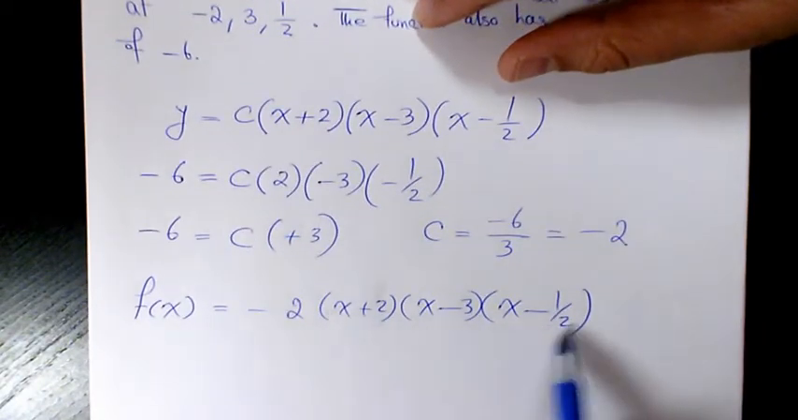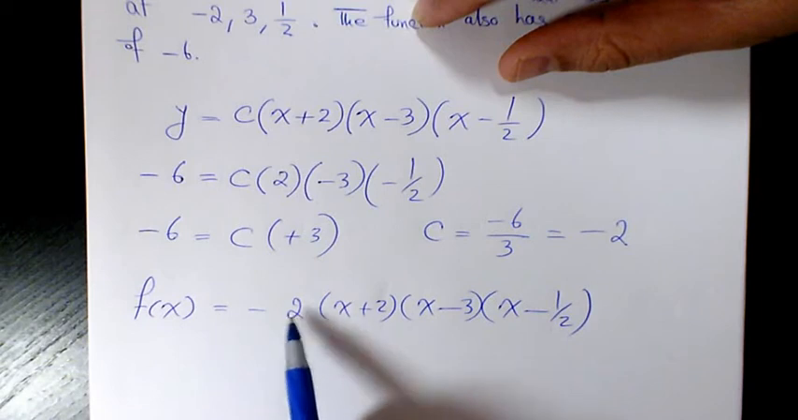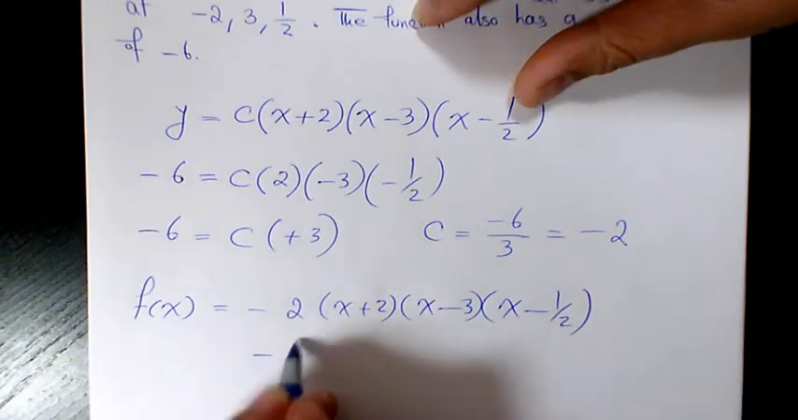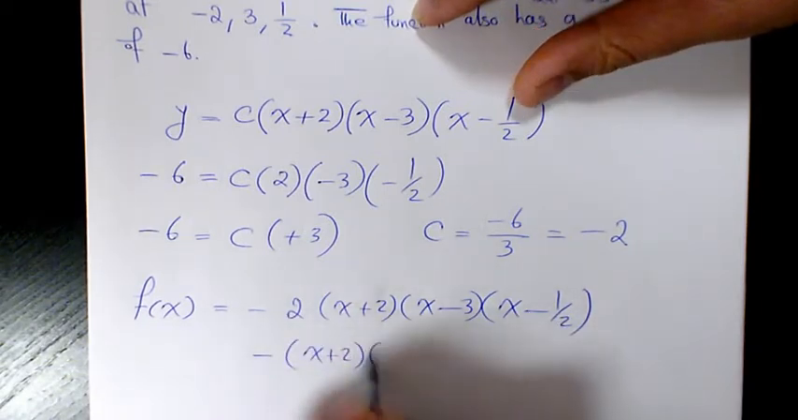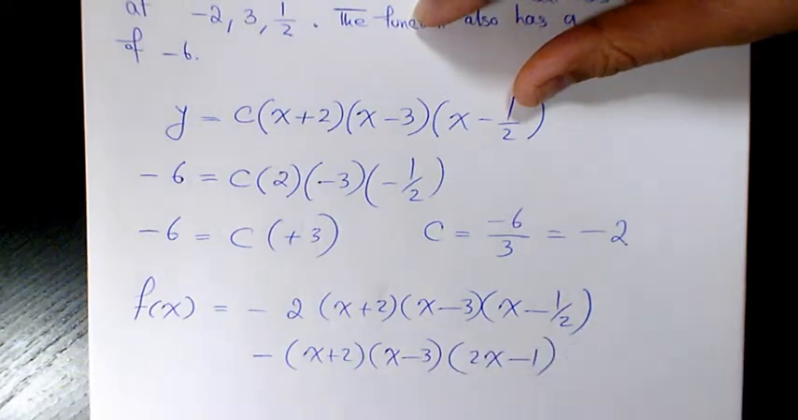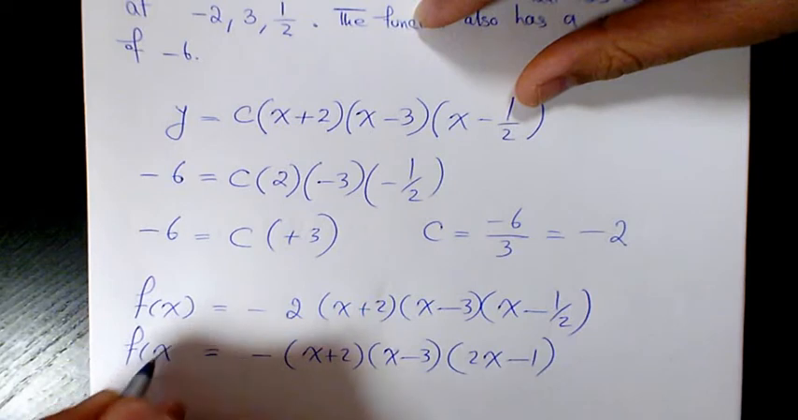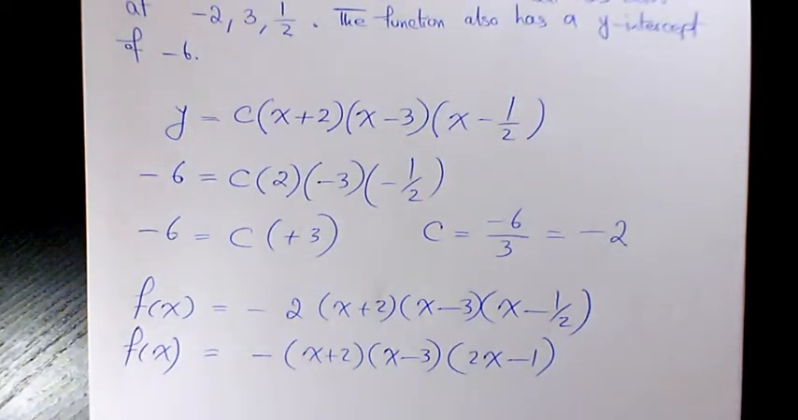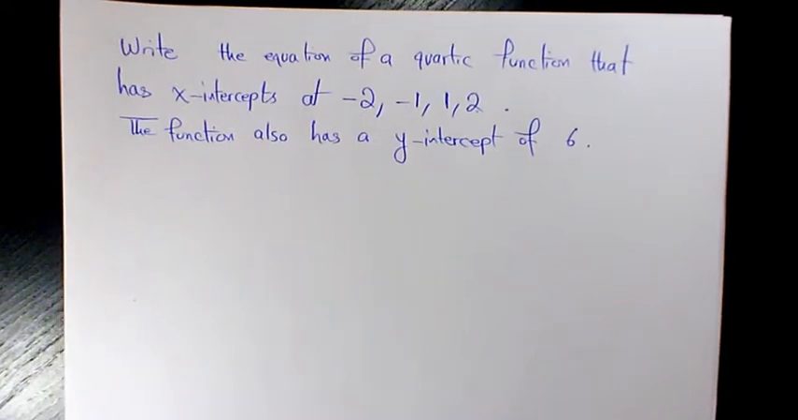Or, in order to get rid of this fraction, I can multiply -2 into the last factor and make it (x plus 2), (x minus 3), and (2x minus 1). That's exactly the same thing. So that's going to be the cubic function in here. Let's take a look at the next example.